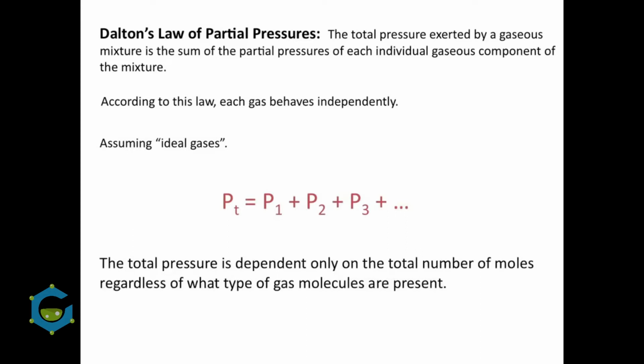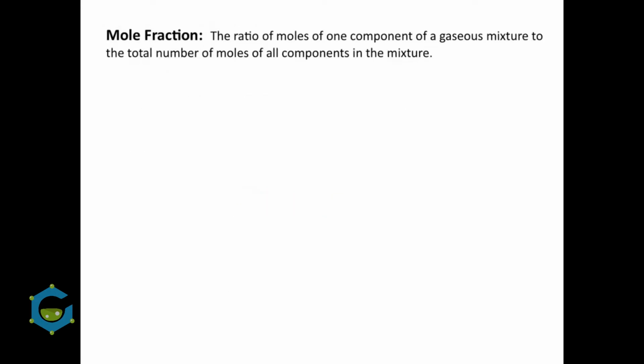This law also tells us that the total pressure is dependent only on the total number of moles present, regardless of what types of gas molecules are present. The mole fraction is the ratio of moles of one component of a gaseous mixture to the total number of moles of all components in the mixture. So to find the mole fraction of one gas, we take the number of moles of that gas, N sub 1, and divide by the total number of moles of all the gases, N sub T, and that is equal to the mole fraction of that gas.